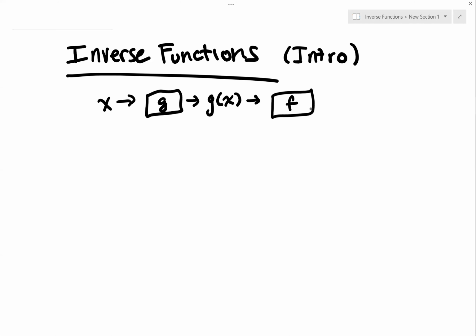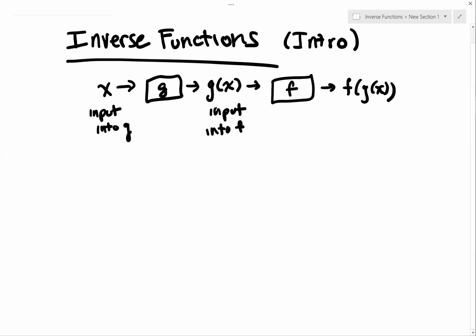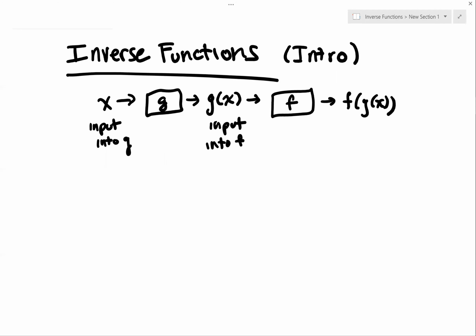So remember, x is the input into g, and g of x is the input into f. We're plugging g of x, the output from g, into f, and that gives us f of g of x. That's not new information. That's what we talked about previously.